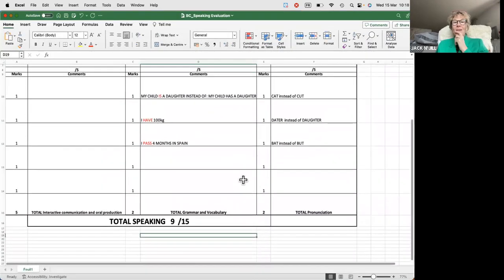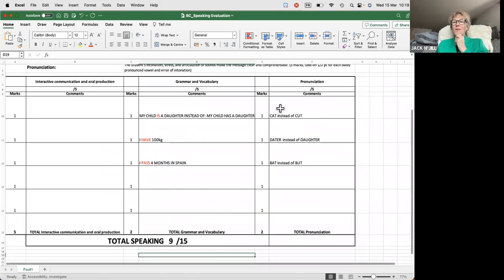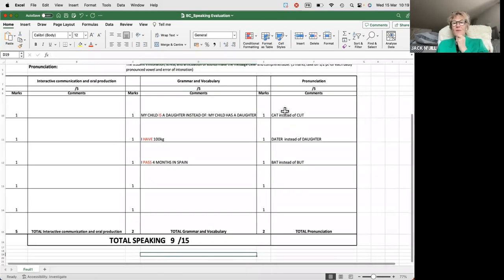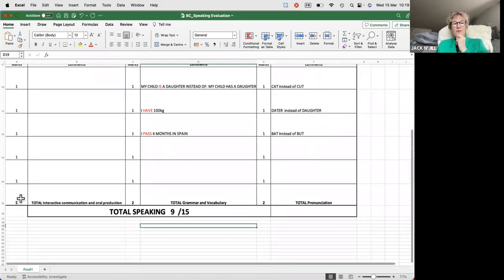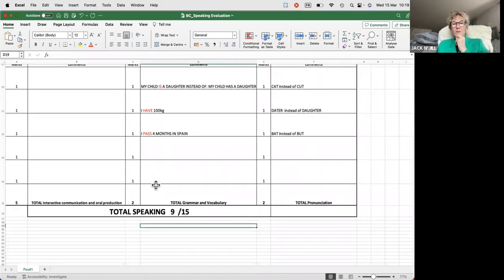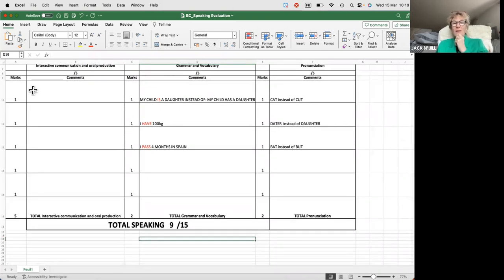And she's, yeah, my child is a daughter. Instead of my child has a daughter, it should be my daughter. Has a daughter. I have 100 kilos, oh la la. I passed 4 months in Spain, right? That, right, a bit of pronunciation there. Data, right, we've got pronunciation there. Cat instead of cut, right, we've got some vowels. Interactive communication, she felt that he was very efficient, so that was fine. She only gave him 2 because she's taken away some points for his grammar and vocabulary. Okay, and there we go.